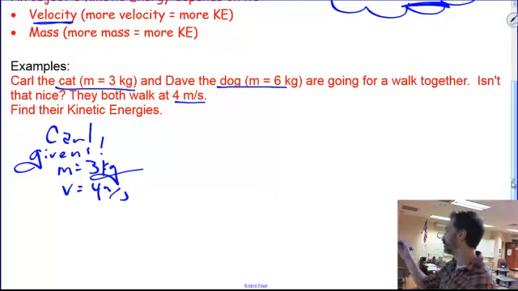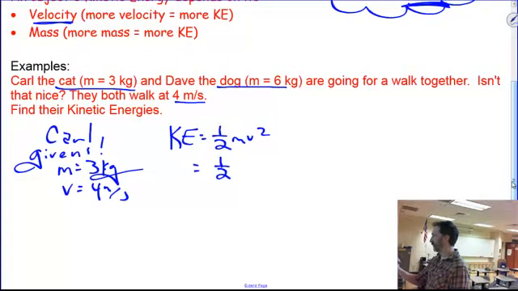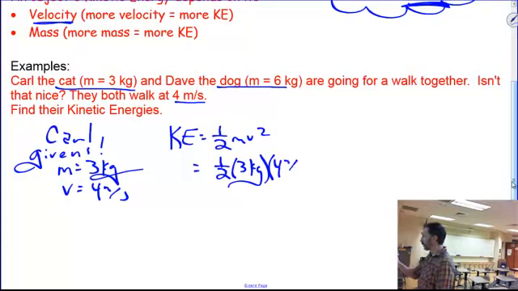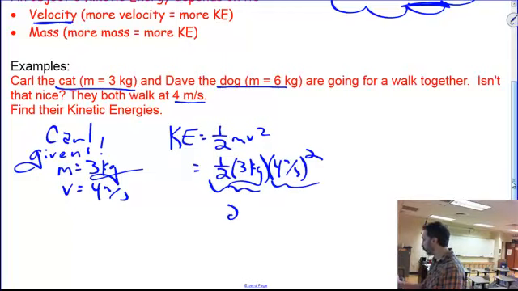So to find the kinetic energy, well, it's just 1/2 mv squared. So we get 1/2, 3 kilograms. Velocity is 4 meters a second. Don't forget to square that. So half of 3 is 1.5. 4 squared is 16. 1.5 times 16 gives you 24. And the units you get is kilograms times meters squared per second squared.